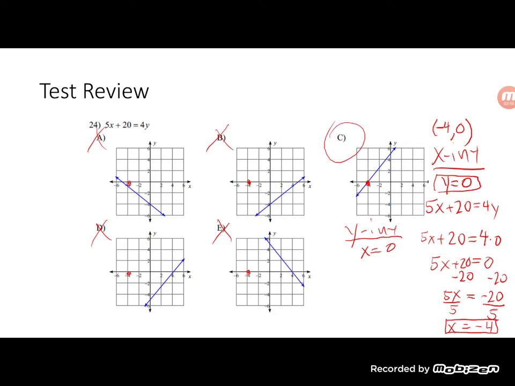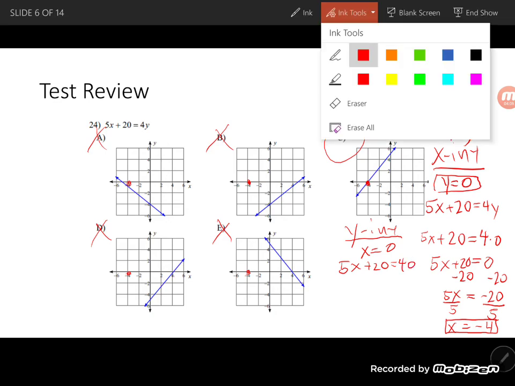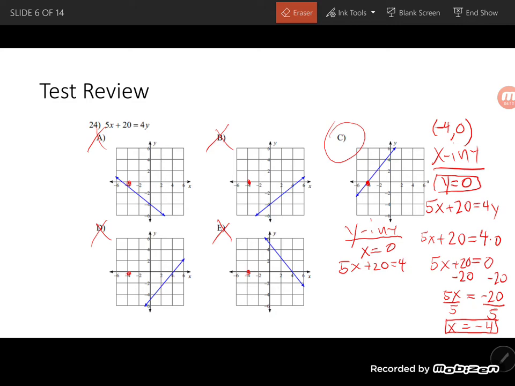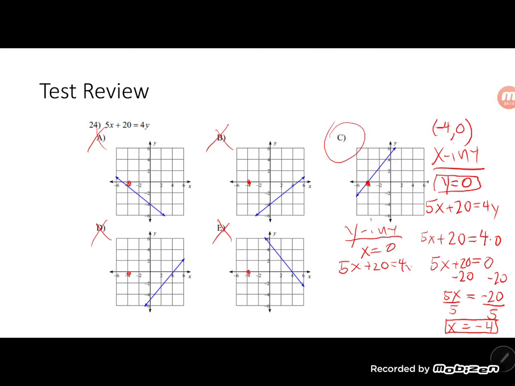So our y-intercept is going to be 5x plus 20 equals 4y. Whoops, sorry, not 40. Notice I'm starting this one off the same exact way as I did my x-intercept. It's a very good habit to write your equation before you substitute anything in, and then go ahead and make that substitution. So in this case, x is equal to 0, so I put 0 where the x is.